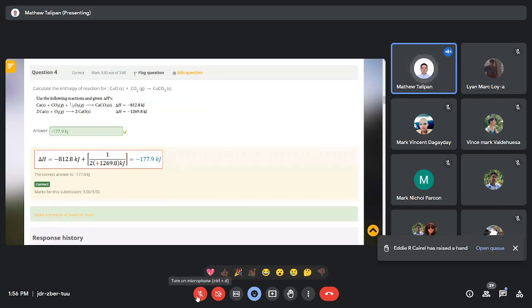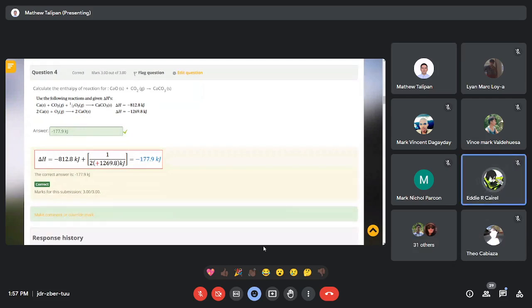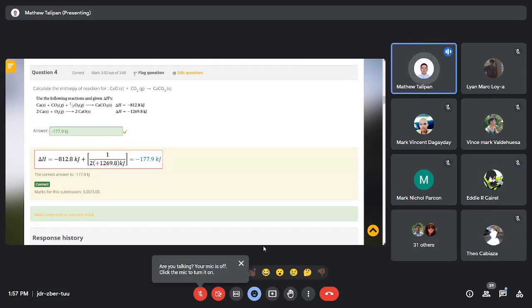Calcium oxide in reaction 2, but divide, positive then one half. Yes, Eddie. Okay. So the given calcium oxide is in the product, while your required is the reactant. So we need to reverse.